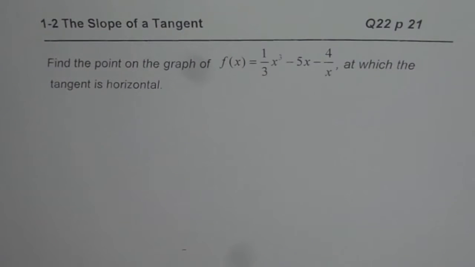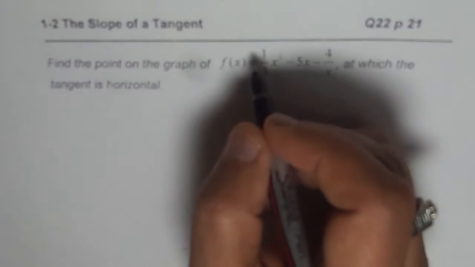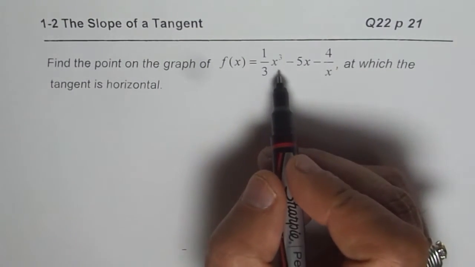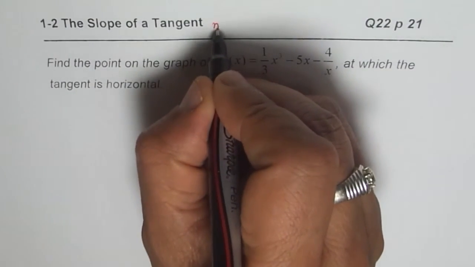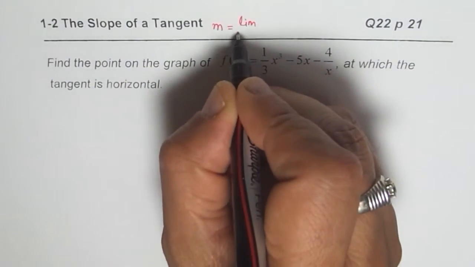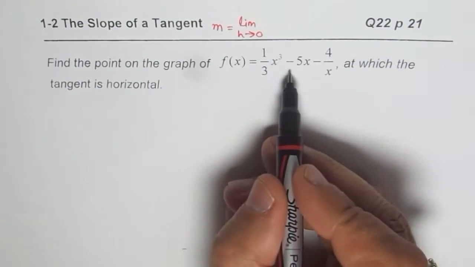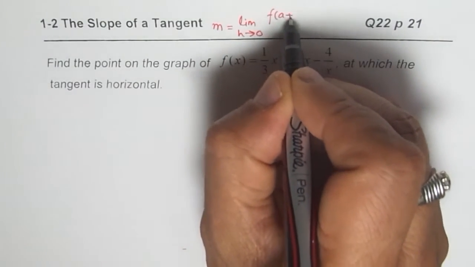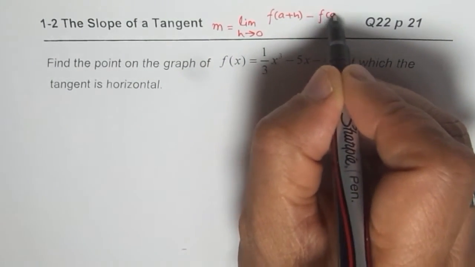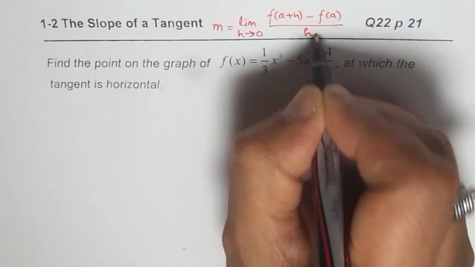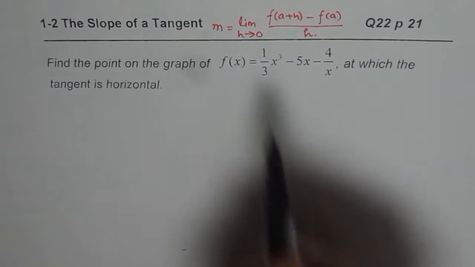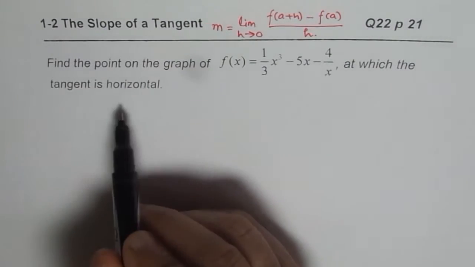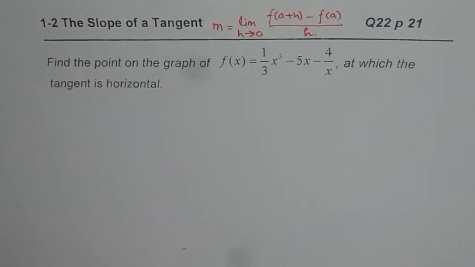In this particular question, we will be using the limit of the difference quotient to find the slope, right? We know that the slope m could be written as limit h approaches 0. Since we don't know the point, we'll assume the point to be a, so we'll use f of a plus h minus f of a over h. That is the formula we are going to use, and we equate it to the slope of 0 to find the point. That is the strategy for us.